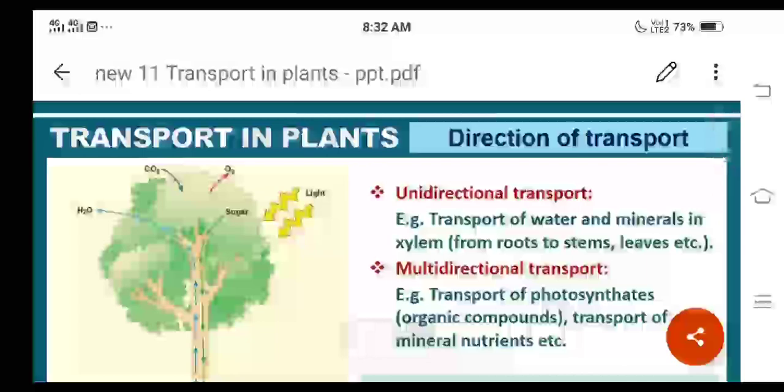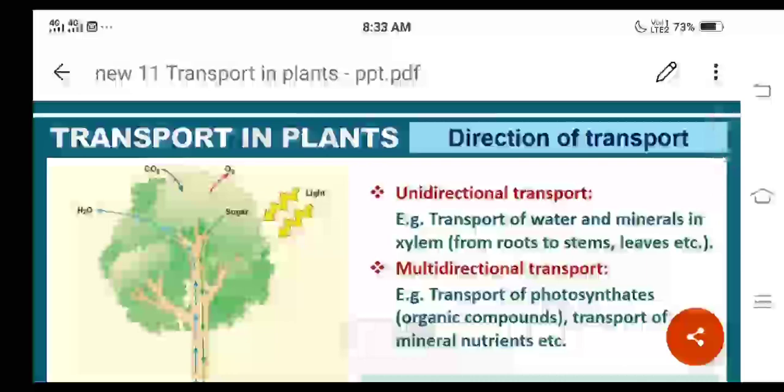One is unidirectional transport and the second is multi-directional transport. Examples have been given. For unidirectional transport, what is there? Transport of water and minerals in xylem. For multi-directional transport, transport of photosynthates or food or organic compounds, then transport of mineral nutrients, etc., right?